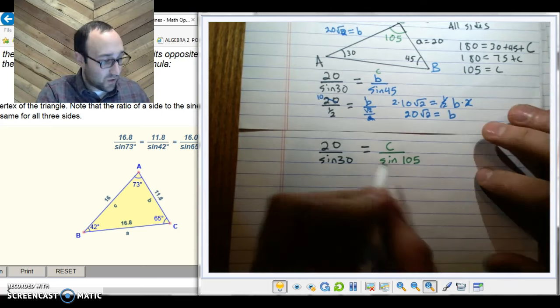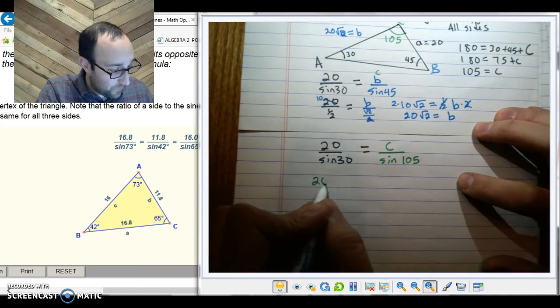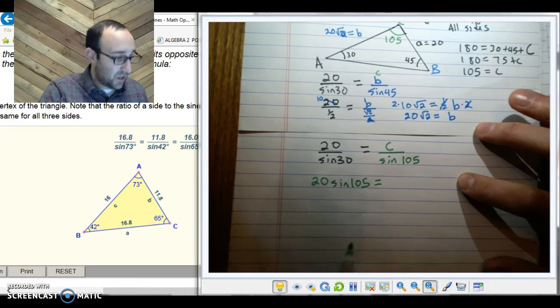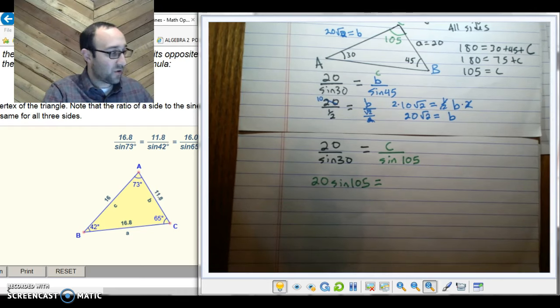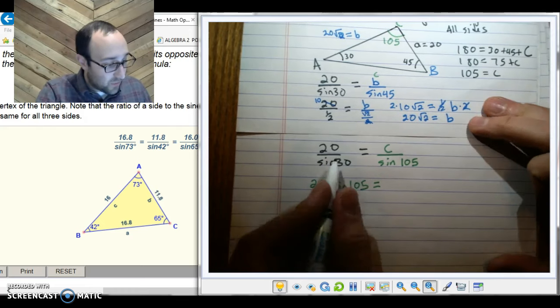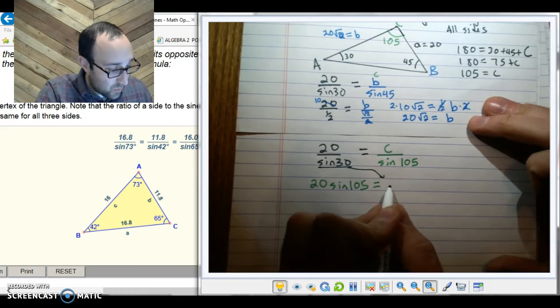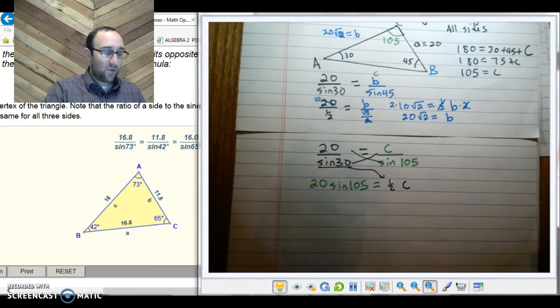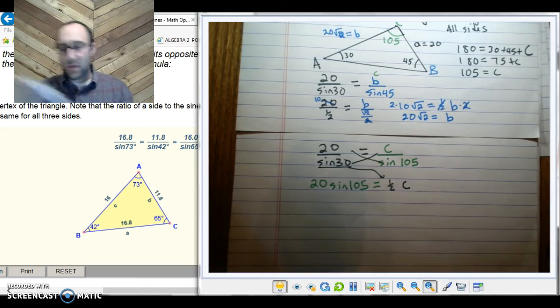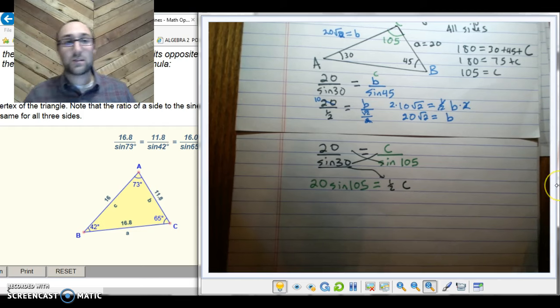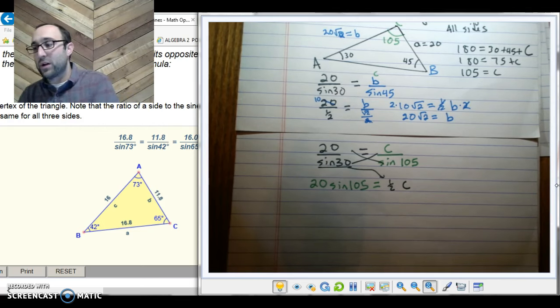All right, so we're going to cross multiply, and I've got 20 times sine 105 is going to equal, and sine 30, remember what sine 30 is? Well, if you don't remember, we can go back here. Sine 30 is 1/2. So I'm going to change this sine 30 to 1/2 C. Cross multiply. Okay. Now, do you remember what sine 105 is? We can look it up. Is it one of your unit circles? 105. Uh-oh. It's not. So you know what we have to do? We're going to approximate it.